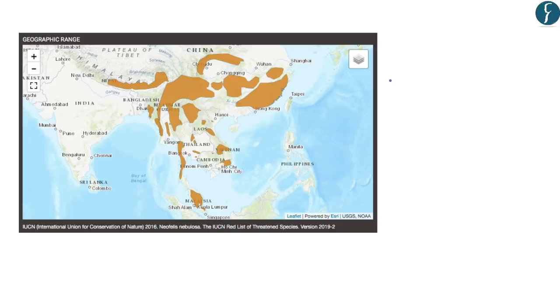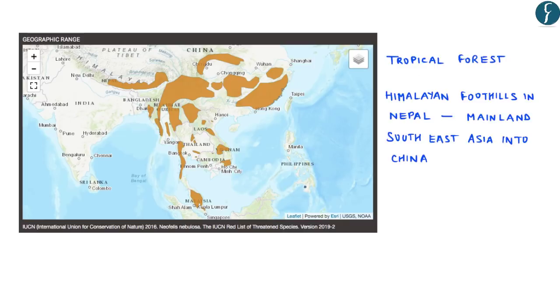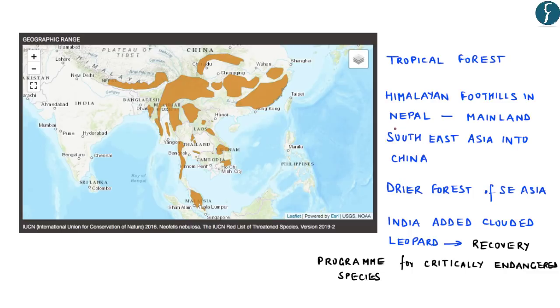The species is most strongly associated with primary tropical forest, which is rapidly disappearing across its range. Further, these medium-sized cats are typical rainforest dwellers but can also be found in drier forests of Southeast Asia. Although the clouded leopard is vulnerable as per the IUCN Red List, still India in 2018 added the clouded leopard as part of its recovery program for critically endangered species for research and strengthening conservation efforts for the clouded leopard.